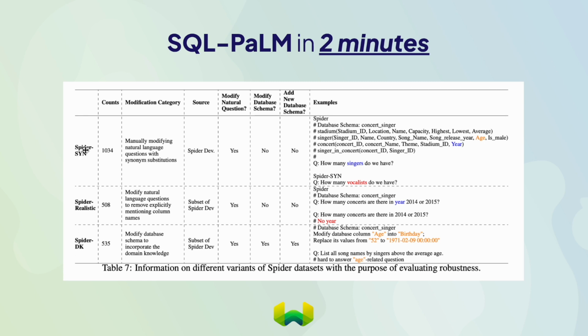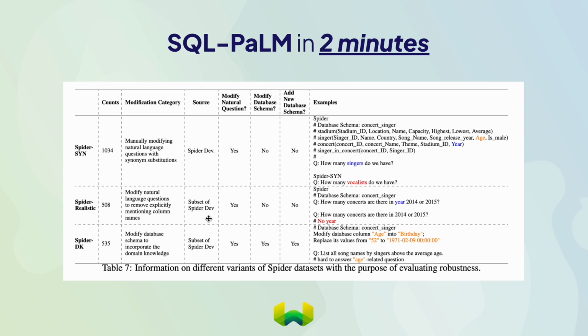They also have these variants of the Spider dataset as the text-to-SQL research community has iterated and learned about these things. Spider Synonym is about manually modifying natural language questions with synonym substitution. So instead of "how many singers do we have", where singers might be too on the nose with the database schema, you say "how many vocalists do we have?" Ideas like this test the robustness of how well the models perform when the natural language question starts to deviate from something that's closely aligned with the database schema.